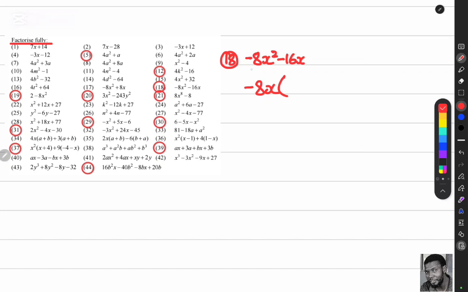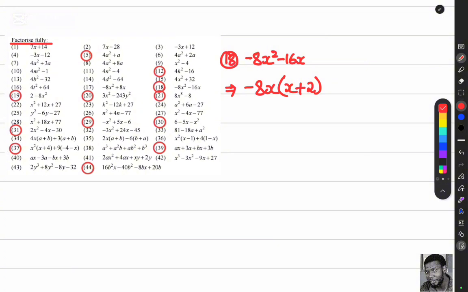We can start with the number. Negative 8 divided by negative 8 is 1. x squared divided by x will be x. So we're going to have x here. Negative 16 divided by negative 8 will be positive 2. x divided by x is just 1, so 1 times 2 is 2. So we will only remain with 2. And that's that.